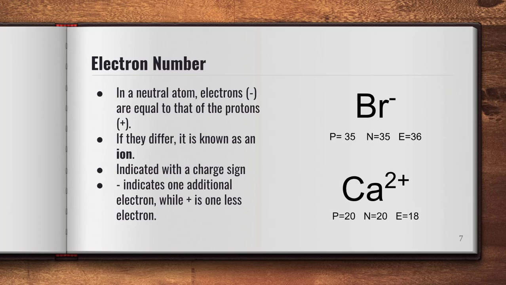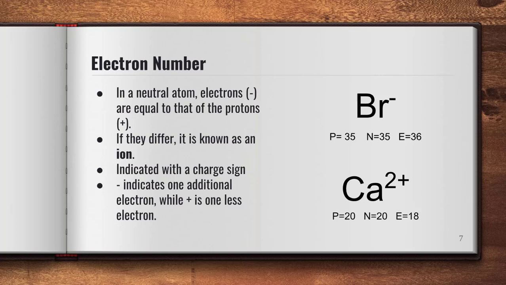Look at the ones on the right here. We have Br, which is for bromine, and that has a negative charge. Bromine, because it's bromine, has to have 35 protons. I don't see any indication of any change in the mass number, so we'll say it has 35 neutrons. But because it has a negative symbol next to it, that indicates that it has 1 more electron. So therefore, this has 36 electrons compared to the 35 protons.